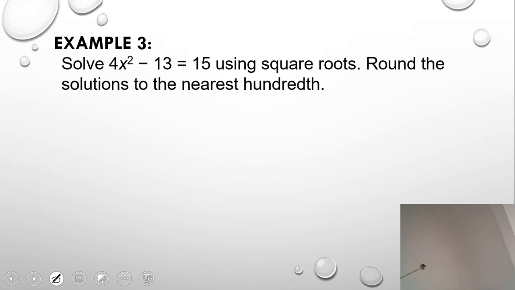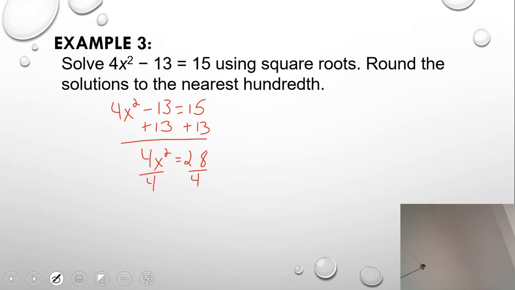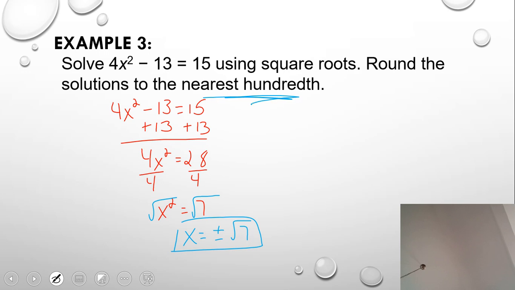Let's solve this one. They're asking us to round the answer to the nearest hundredth. So we've got 4x squared minus 13 equals 15. So let's start by adding 13 to both sides. Now we've got 4x squared equals 28. Divide by 4, divide by 4. X squared is equal to 7. So we know 7 is not a perfect square, so we're going to take the square root of both sides. We're going to get x equals positive or negative square root of 7.